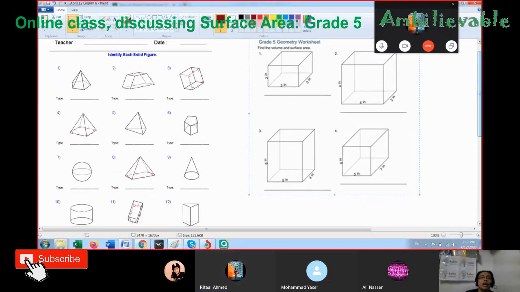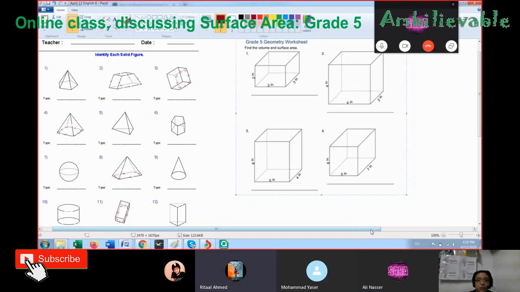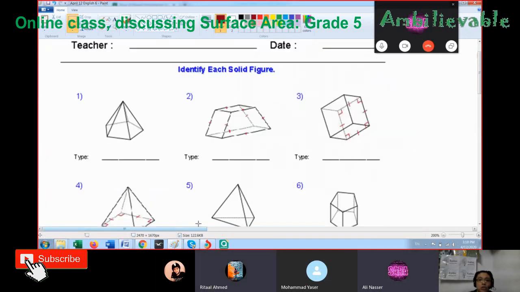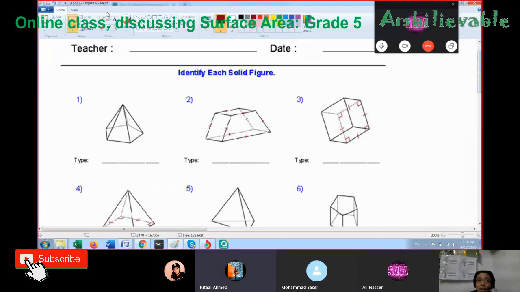Okay, now look at this one. Look at this one, all of you. Now, I would like you to give me the name of each solid figures. One by one, I will call you. All of you will be going to solve. Okay, we'll be going to say the answer. Now I would like you to write the correct answer, of course.